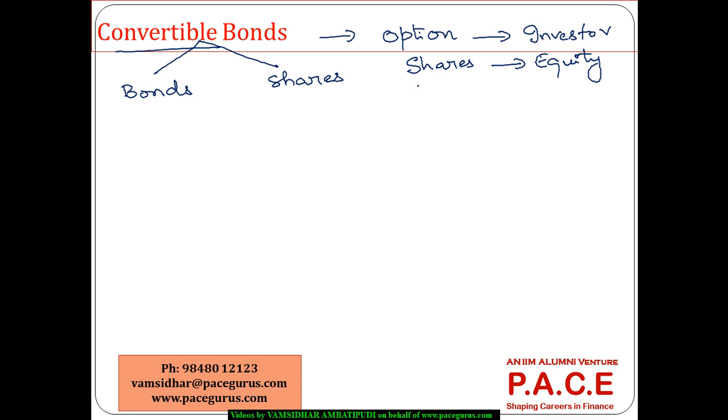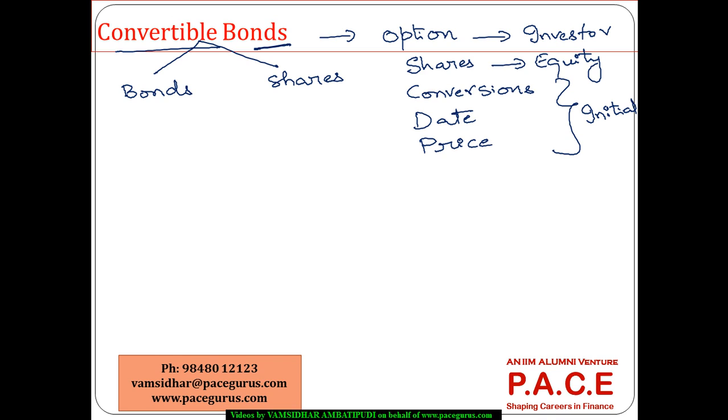Now, what is the conversion ratio? How many bonds would be converted into how many shares? At what date they would be converted? At what price they would be converted? All these things are set initially itself. When this convertible bond is issued by the company to the investor, all these details are present as a part of the bond document.